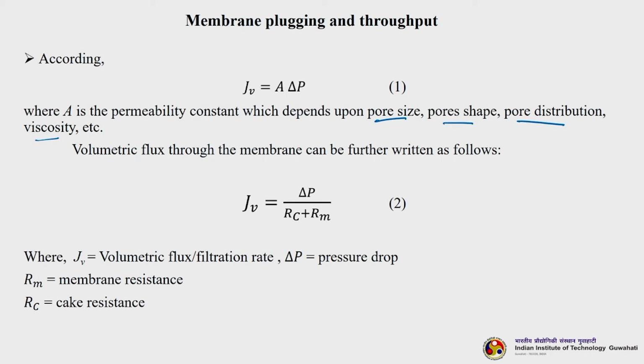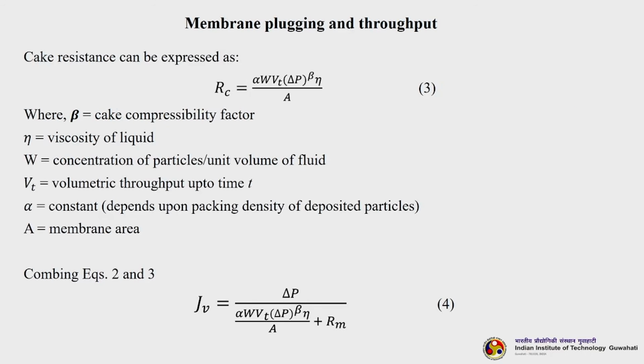So, volumetric flux through the membrane can be further written as JV equals delta P by (RC plus RM). JV is the volumetric flow rate or filtration rate, delta P is the pressure drop, RM is the membrane resistance and RC is the cake resistance. Cake resistance can be written as RC equals alpha W Vt delta P to the power of beta eta divided by A, where beta is known as the cake compressibility factor, eta is the viscosity of the liquid, W is the concentration of particles per unit volume of the fluid, Vt is the volumetric throughput up to time. This is what we are more interested to calculate. Alpha is a constant, it depends upon the packing density of the deposited particles, and A is the membrane area.